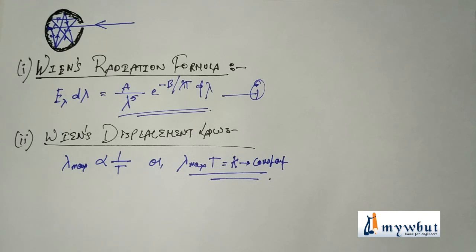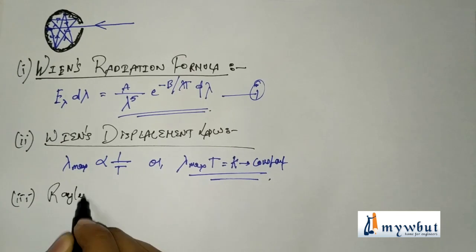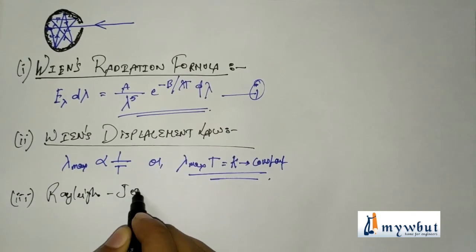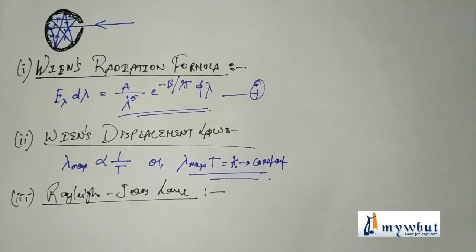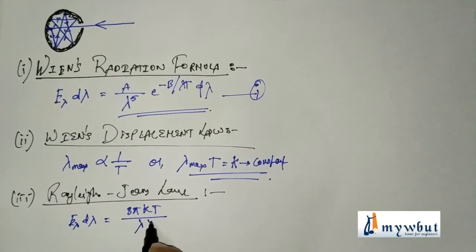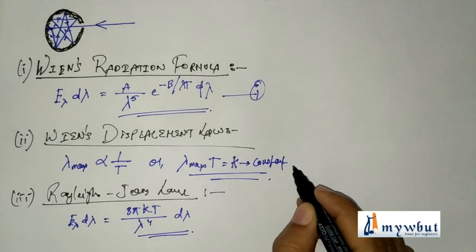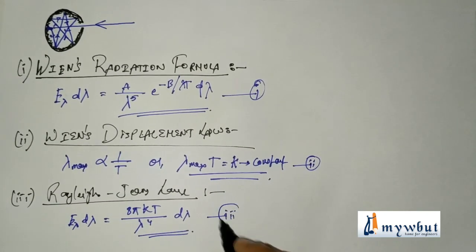Now another important formula, that is the Rayleigh-Jeans law. Rayleigh and Jeans applied the classical law of equipartition of energy to this electromagnetic blackbody radiation. And what they found? They found that the energy density of radiation of wavelength range lambda and lambda plus d lambda from a black body of temperature T is equal to E lambda d lambda, that is equal to 8 pi k T by lambda to the power 4 into d lambda. So let this be equation number 2 and let this be equation number 3.